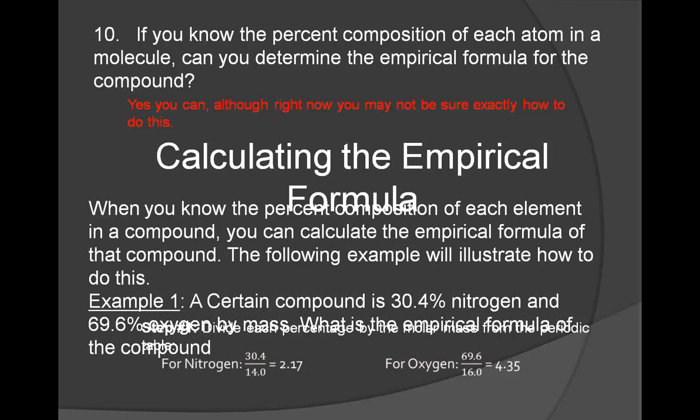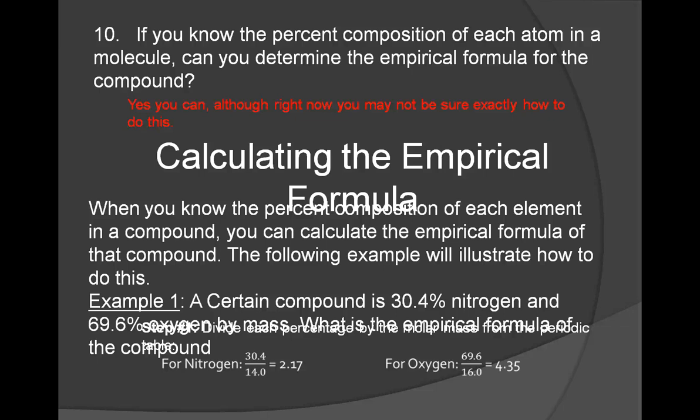If you know the percent composition of each atom in a molecule, can you determine the empirical formula for the compound? Yes, you can, although right now you may not be sure exactly how to do this. Calculate the empirical formula. When you know the percent composition of each element in a compound, you can calculate the empirical formula of that compound. The following example will illustrate how to do this.